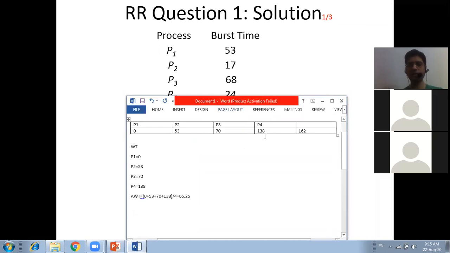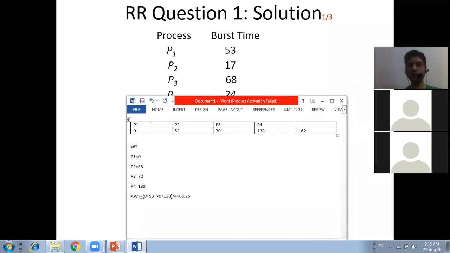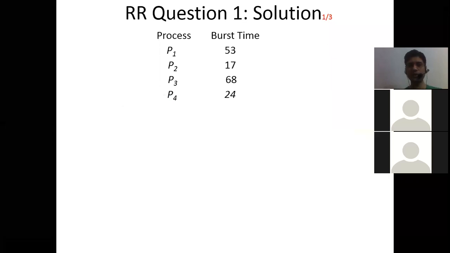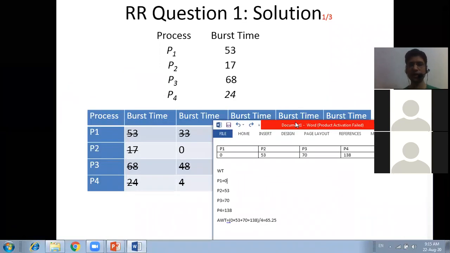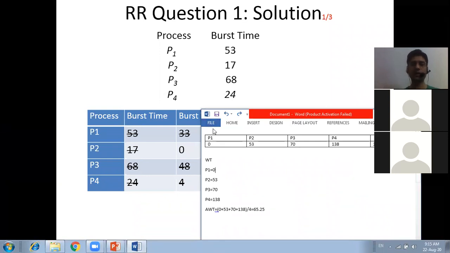But what happened in round robin? We have given only 20 time slot to P1. This P1 will be given initially 20 time slot only. Then what is the remaining time slot of P1? As you can see here, 33 is the remaining time slot of P1, means it has to execute once again.